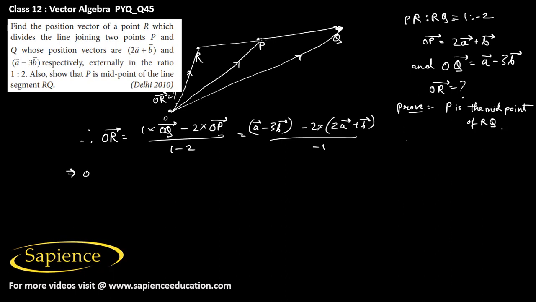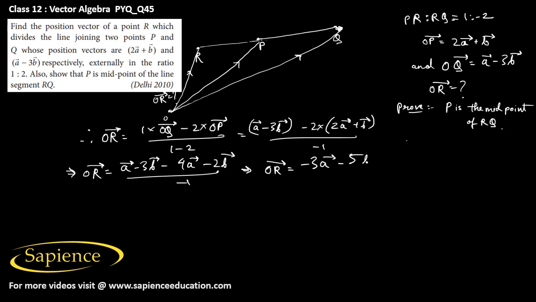So this implies OR vector will be equal to A vector minus 3B vector minus 4A vector minus 2B vector, divided by minus 1. So then OR vector will be equal to minus 3A vector minus 5B vector divided by minus 1. So then OR vector will be equal to 3A vector plus 5B vector.